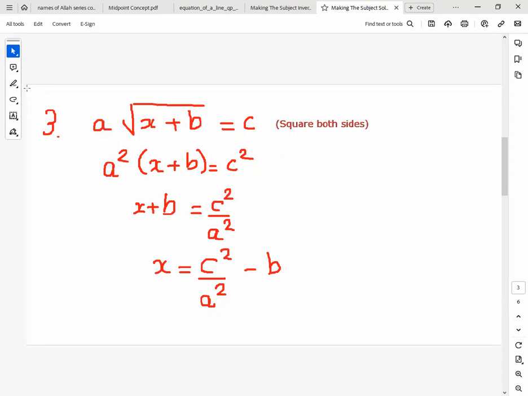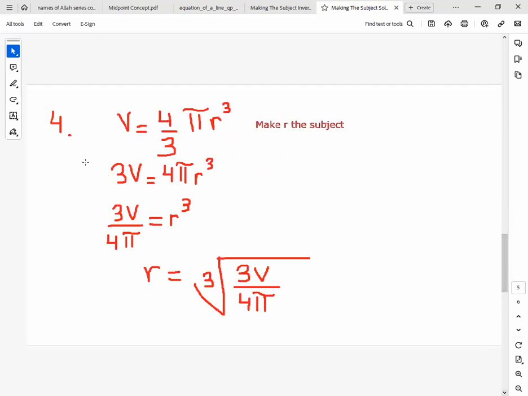Now, this concept is used in real life also. Let's say you have been given the volume of a sphere and you need to find the radius. V is equal to 4 over 3 pi r cubed. You need to make r the subject of the equation. First you take 3 to the other side, you multiply 3 with V and then divide by 4 pi. Then you have r cubed is equal to 3V over 4 pi. To make r the subject, you take the cube root of this.